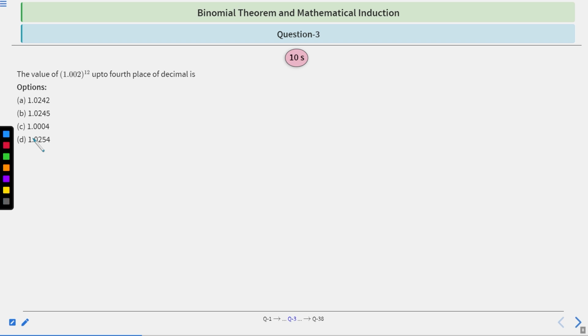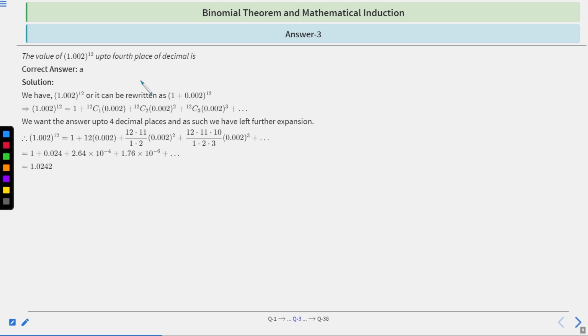Question number 3. The value of 1.002 to the power 12 up to 4th decimal place is. So you have 10 seconds to solve this question. After 10 seconds, we will discuss the solution. Okay, let's move to the solution.